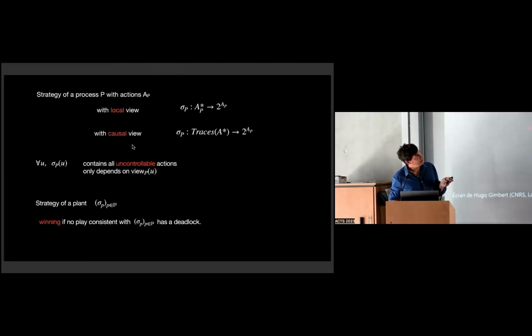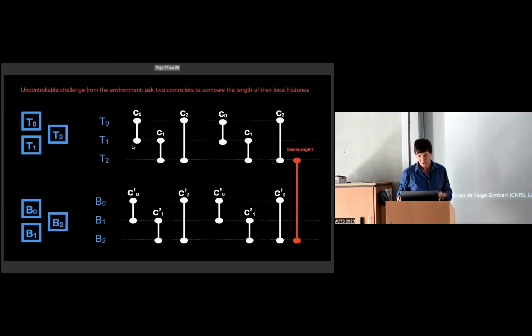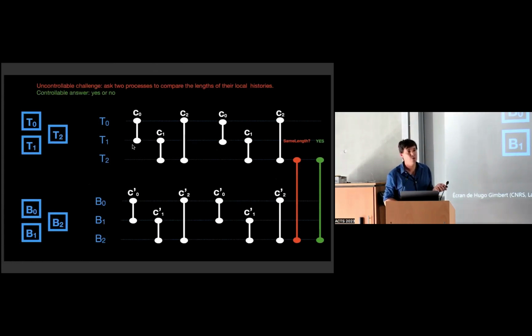You see, a strategy is a very powerful object. It can take as input, in the local case, words of arbitrary length, and here it's traces. So in general, a strategy is not something computable. It's just a general mapping from a whole trace to a set of letters. Of course, when we want computability results, what we like is to have a finite set of strategies with finite memory. But in the general definition, they could be very smart, Turing smart.